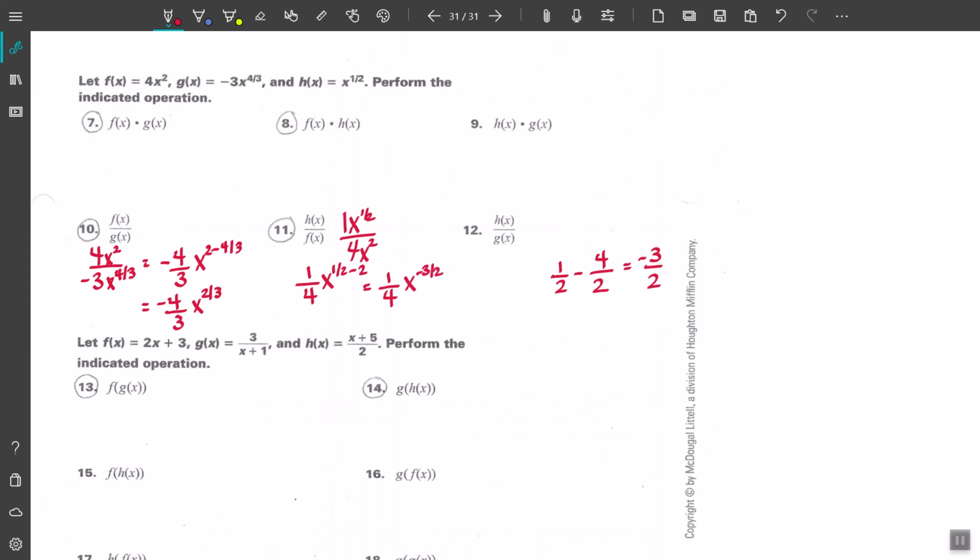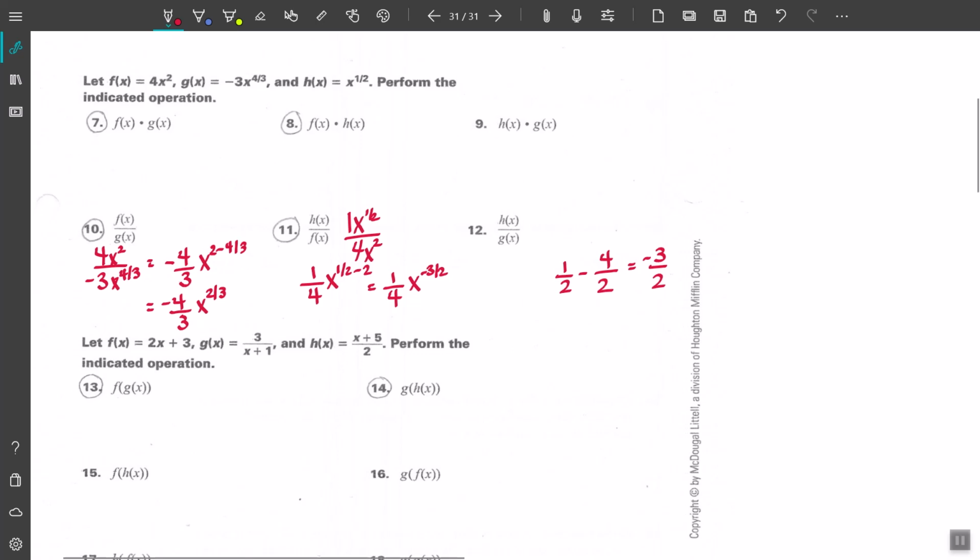We know we do not want a negative exponent, though. We can't have a negative exponent in our final answer. So I'm going to take that x to the negative 3/2 and I'm going to flip it down into the denominator with that 4 and make it positive. So that leaves me with just that 1 up in the numerator.